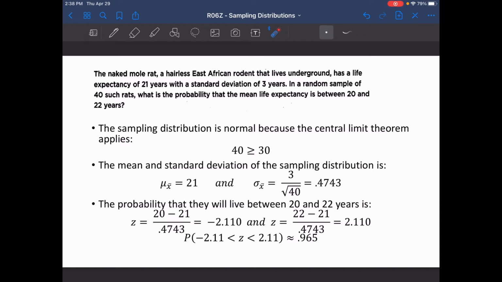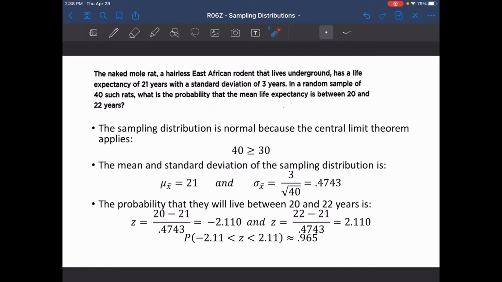From there, we can determine our mean and standard deviation. Our mean, again, just represents our population mean of 21 years. Our standard deviation represents our population standard deviation divided by the square root of the total number in the sample, which is 40, and that gives us a standard deviation of 0.4743. And then from there, we can determine the probability that they will live between 20 and 22 years.